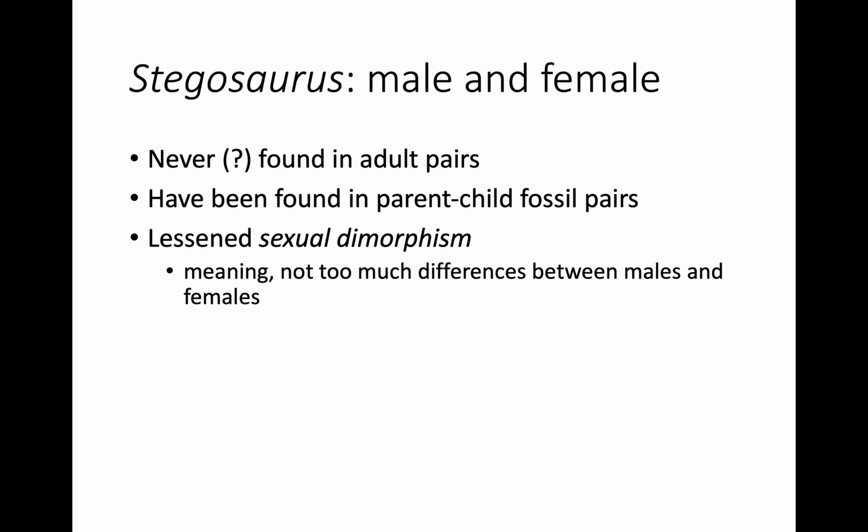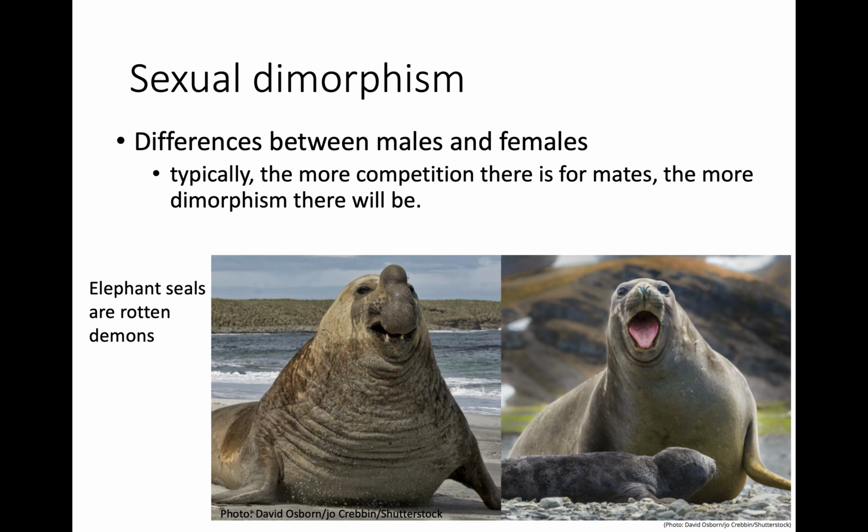So Stegosaurus, as far as we know, have never been found in adult pairs, male-female pairs. They have been found in parent-child pairs. And really, we haven't been able to find evidence of sexual dimorphism, meaning differences between the males and females. That's an interesting thing. Now, some evidence as of 2019, 2020 may change what we know about this. We're not sure yet, so bear with me, this might change.